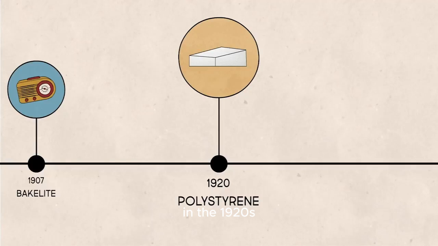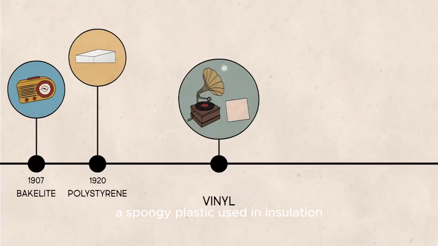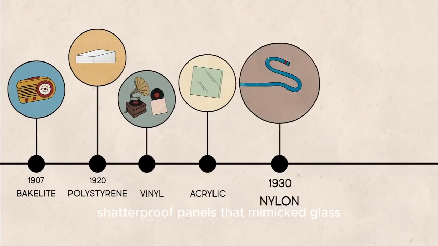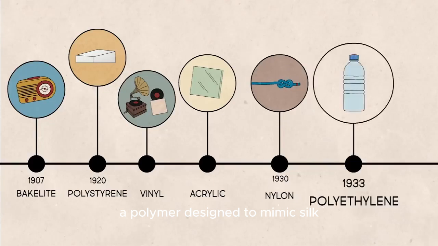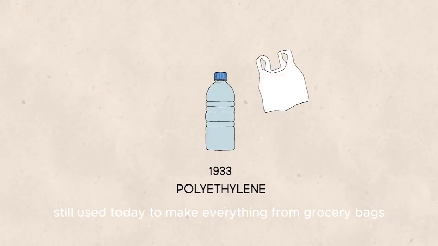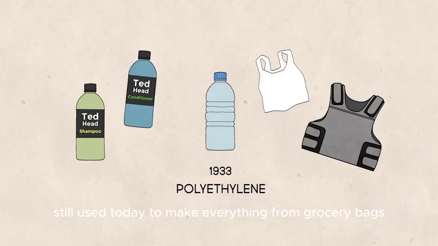In the 1920s, researchers first commercially developed polystyrene, a spongy plastic used in insulation. Soon after came polyvinyl chloride, or vinyl, which was flexible yet hardy. Acrylics created transparent, shatterproof panels that mimicked glass. And in the 1930s, nylon took center stage, a polymer designed to mimic silk but with many times its strength. Starting in 1933, polyethylene became one of the most versatile plastics, still used today to make everything from grocery bags to shampoo bottles to bulletproof vests.